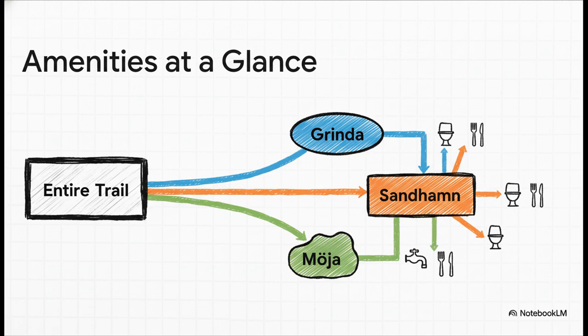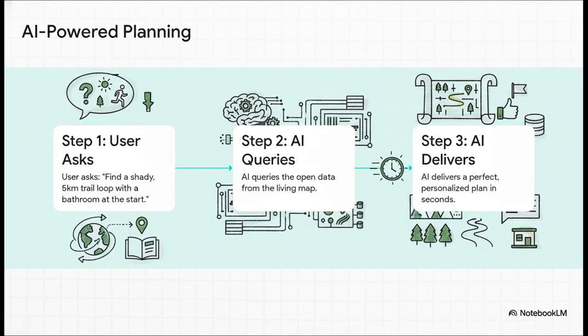Or how about services? This kind of chart, it's called a Sankey diagram, shows you at a glance how things like bathrooms and restaurants are spread out. You can immediately see which islands have plenty of facilities and which sections are way more remote, meaning you need to be totally self-sufficient. This is what data-driven planning looks like. It's just simple.